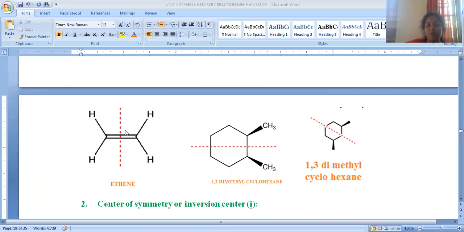If such equal halves are possible, that molecule contains a plane of symmetry. If we put this horizontal line in this molecule, the above half is exactly identical with the below half. So this molecule also contains a plane of symmetry. And when we keep this imaginary line, it is able to cut the molecule into two equal halves in the case of dimethyl cyclohexane. When we take 1,2-dimethyl as well as 1,3-dimethyl, these molecules possess a plane of symmetry. When a plane of symmetry is present in the molecule, that becomes optically inactive.